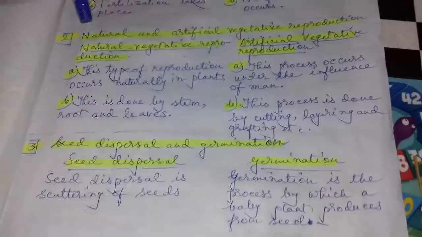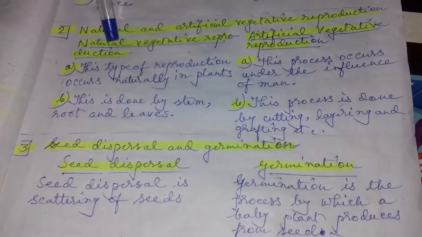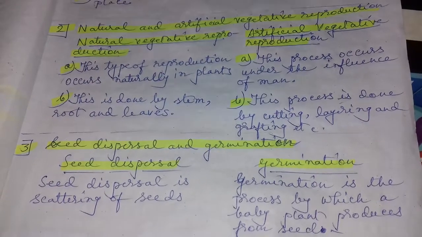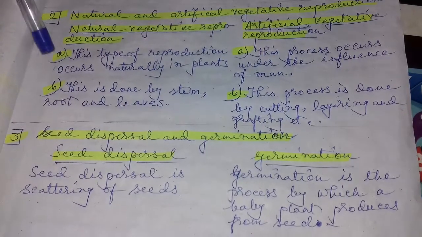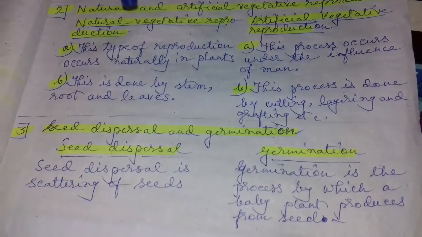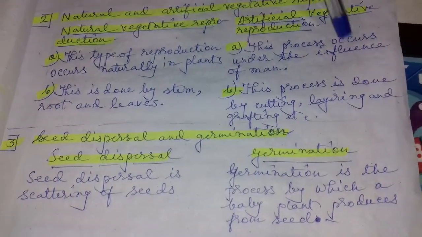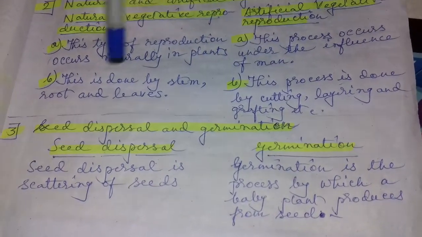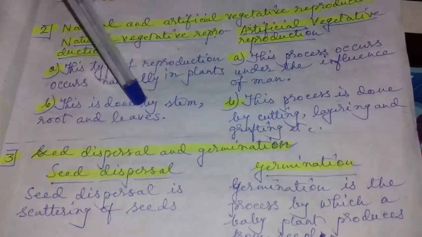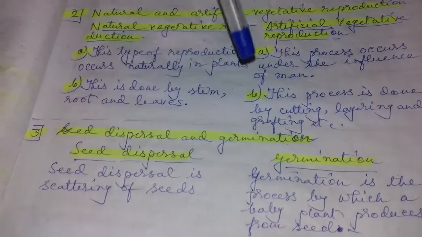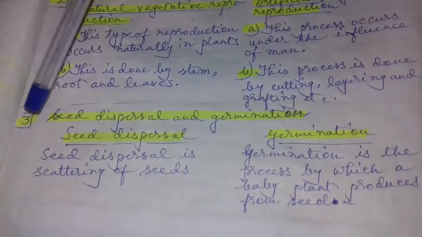Next question 2, natural and artificial vegetative reproduction. Two columns are here. The first point is, natural vegetative reproduction occurs naturally in plants, and artificial vegetative reproduction occurs under the influence of man. Next point is B. Natural is done by stem, root and leaves, and artificial is done by cutting, layering and grafting, etc.